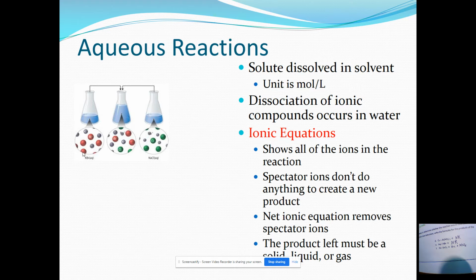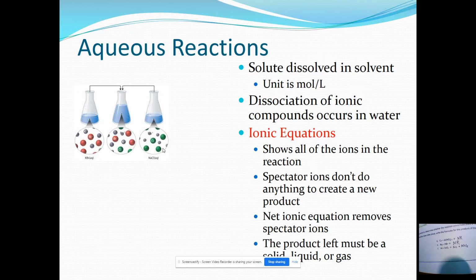So here we see KBr. When KBr is dissolved, we have potassium ions and bromine ions. When NaCl is dissolved, we have sodium ions and chlorine ions. Right? They've separated, they've broken up, they have dissociated. So when ionic compounds are dissolved, they break up to form their ions. And that's what this next part is all about, ionic equations. An ionic equation shows all of the ions in the reaction.